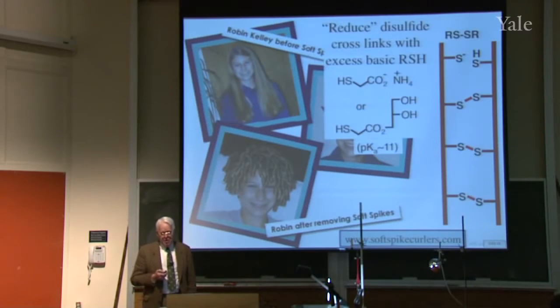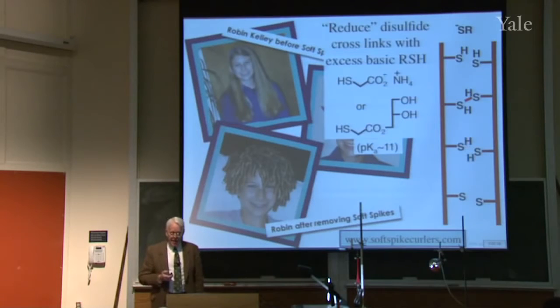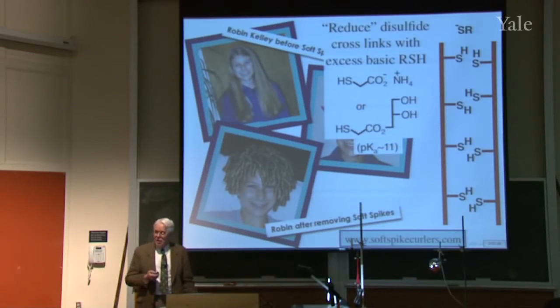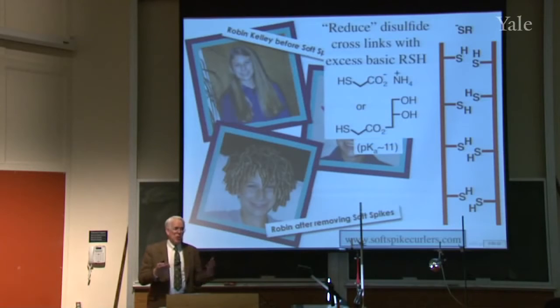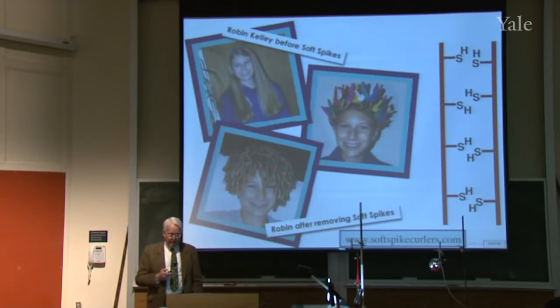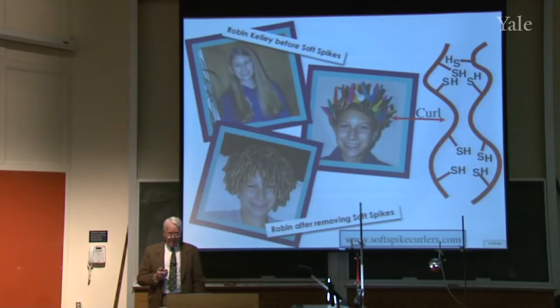So what's happened is that we've reduced the disulfide links to make it two RSH groups, right? And now you can do the same thing again and again and again, right? And now the chains are pliable and can be moved past one another. So now she puts the soft spikes in and curls her hair up tight and changes its shape, right? And now she's got to make new cross-links again to vulcanize it, right?